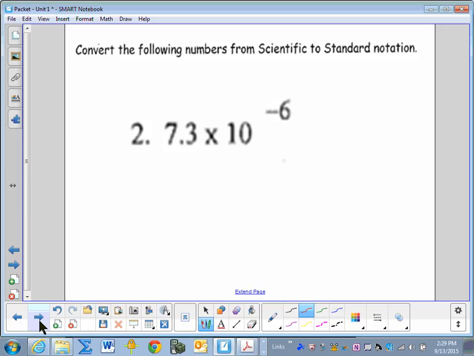Number 2, convert the following numbers from scientific to standard notation. 7.3 times 10 to the negative 6. Our exponent is a negative number, so we're going to move the decimal to the left 6 spots. We have 7.3, and we're going to move it 1, 2, 3, 4, 5, 6. So we're going to move it 6 spots, so we have 5 zeros in front of us.